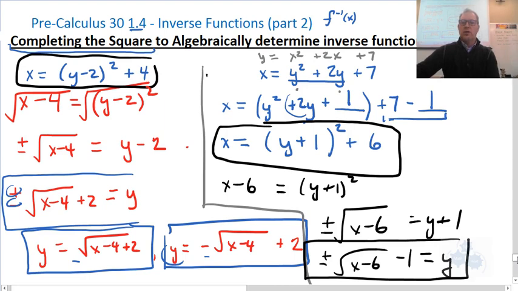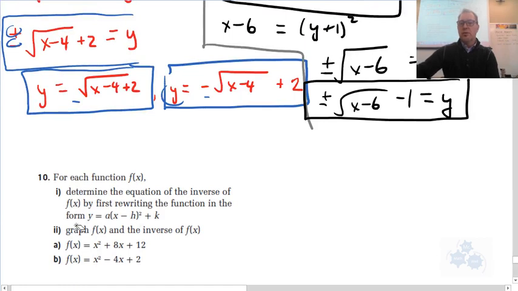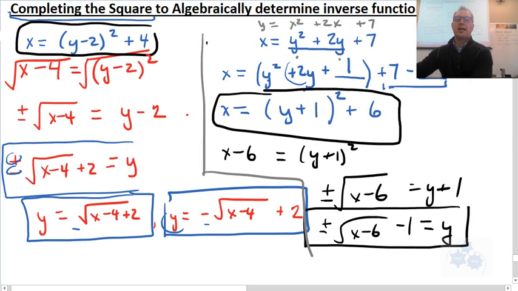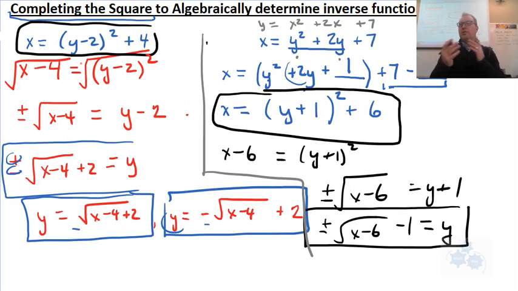The question on your assignment that mirrors this is number 10, where you're given the original equation in standard form. So you have to complete the square, then solve for y. Now the book will tell you, and don't get confused here, it says determine the equation of the inverse by first rewriting the original function in this form. What I did up here was switch x and y first, and then complete the square. Either way, it doesn't matter. You can complete the square first, and then switch x and y. It's the same difference.